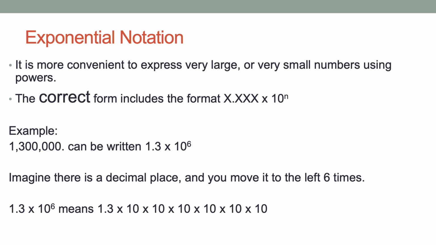Here's an example. 1,300,000 can be written as 1.3 times 10 raised to the positive 6. So how do we get to this number? Imagine there's a decimal place. If there's no decimal place, you can add one. When you move the decimal to the left, you'll move it 6 times so that there's one non-zero integer in front of the decimal place. Here, we'll move the decimal place between the number 1 and the number 3. 1.3 times 10 to the positive 6 means that 1.3 is multiplied by 10 6 times.